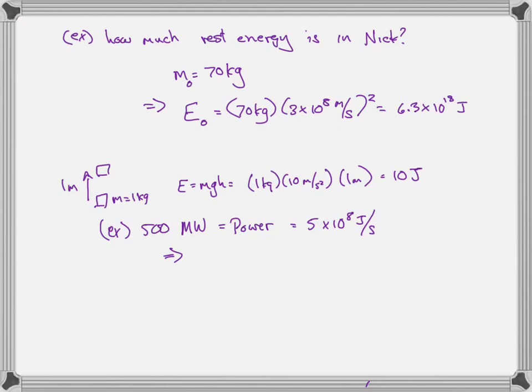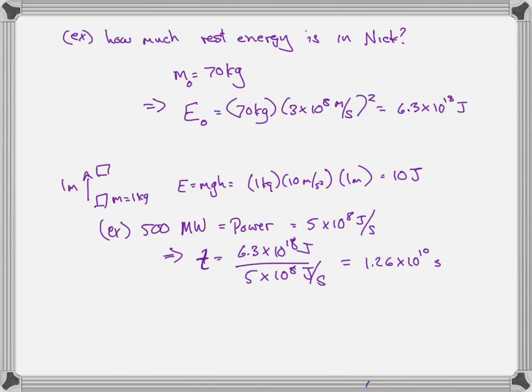So therefore, how long does it take for it to generate 6.3 times 10 to the 18th joules? The time that it takes is 6.3 times 10 to the 18th joules divided by 5 times 10 to the 8th joules per second. And that's going to give us the amount of time. Okay, so it would take a 500 megawatt power plant, which may be a smallish plant, 1.26 times 10 to the 10th seconds to generate the amount of energy that we would get from annihilating Nick, or anybody who's 70 kilograms.